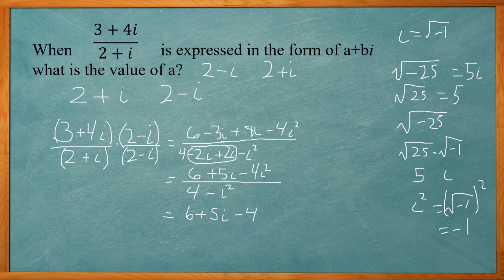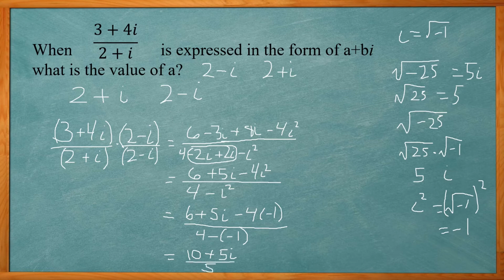So it ends up being 4 times negative 1. And then 4 minus negative 1 on the bottom. So that's going to give me 6 plus 4 on top of the 5i. So that's 10 plus 5i. And then 4 minus a negative 1 reduces to 4 plus 1, or just 5.